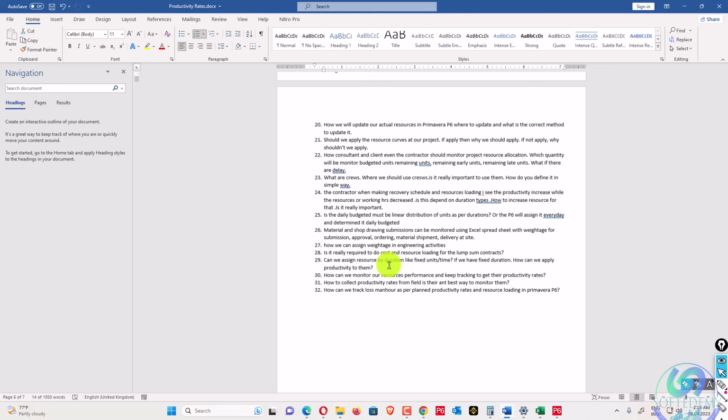Is it really required to do cost and resource loading for a lump sum contract? If there is a lump sum contract, you can calculate your quantities for that contract, because if you calculate your quantities, you will know how many resources you will have to apply to that project, and you will have an idea of when you will complete.